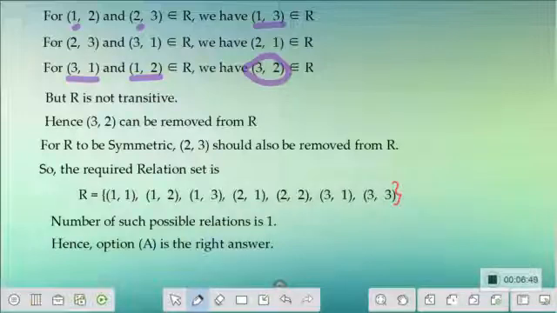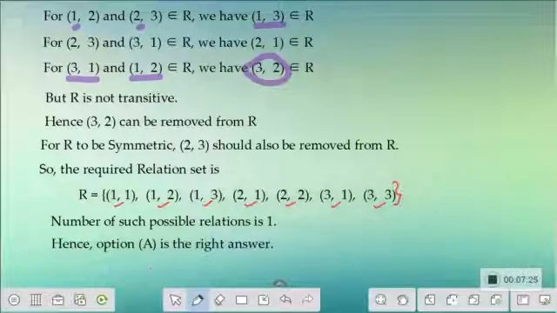Now if you check for the other possibilities, there is no other relation that satisfies reflexive, symmetric but not transitive, because for reflexive you need to have all these relations. 1, 1, 2, 2, 3, 3 are all mandatory. Now to check for symmetric, you need to have everything. If you have 1, 2, you need to have 2, 1. If you have 1, 3, you need to have 3, 1. I don't have 2, 3, so I don't need 3, 2 also. So all these elements are mandatory for this relation to be reflexive and also symmetric.